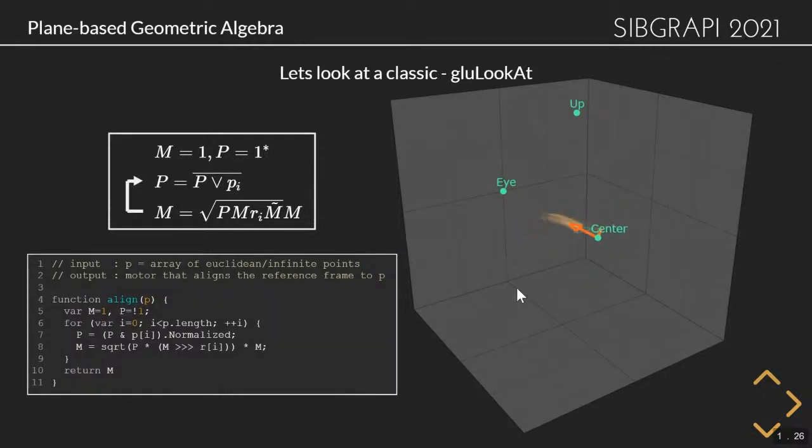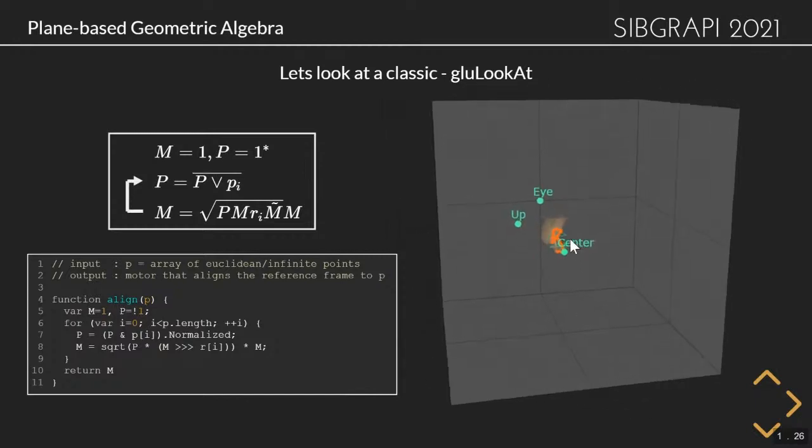So you can see it running here and how it moves the reference position into the desired position, the desired center, looking at the desired eye and with the desired up point. And just to show you that the up point can be a Euclidean point, that's exactly what I did here. So if we move our camera around, it will nicely rotate around this point.